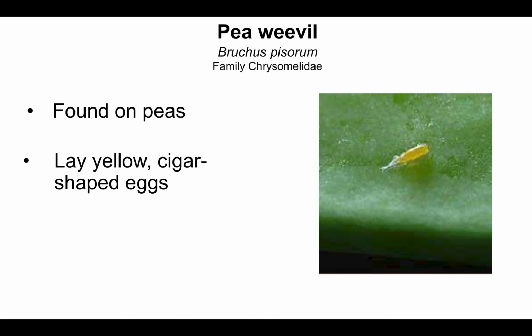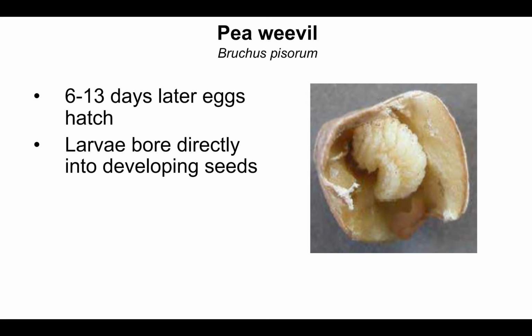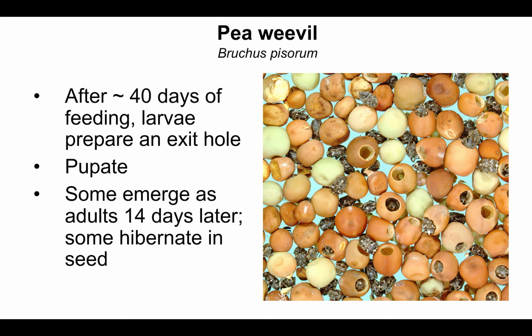Once the pea weevil lays eggs, it's very difficult to control, because as soon as that egg hatches, the larvae bore right into the developing seeds, and this is what you end up with: damaged seeds. After about 40 days of feeding, the larvae make an exit hole. You can see this pea here that I'm highlighting in pink has got a bit of a depression. That's the exit hole that the larva has made in the pea.